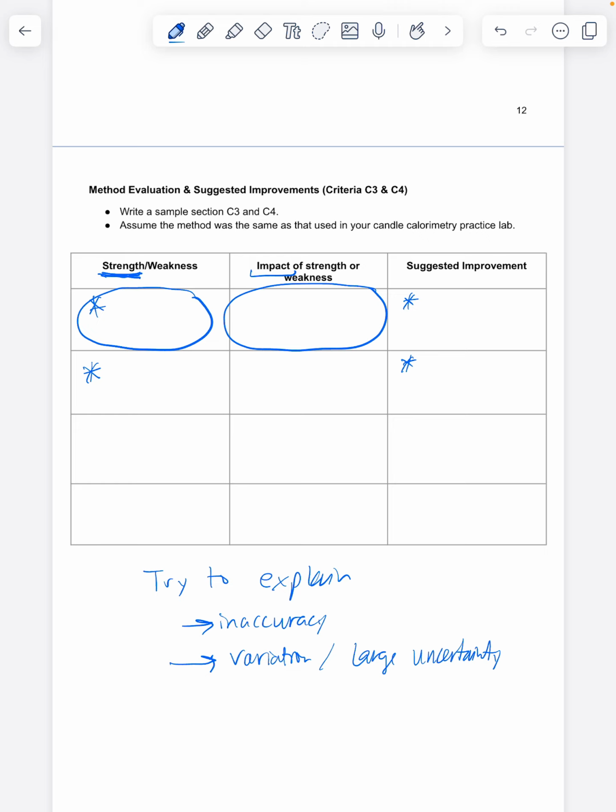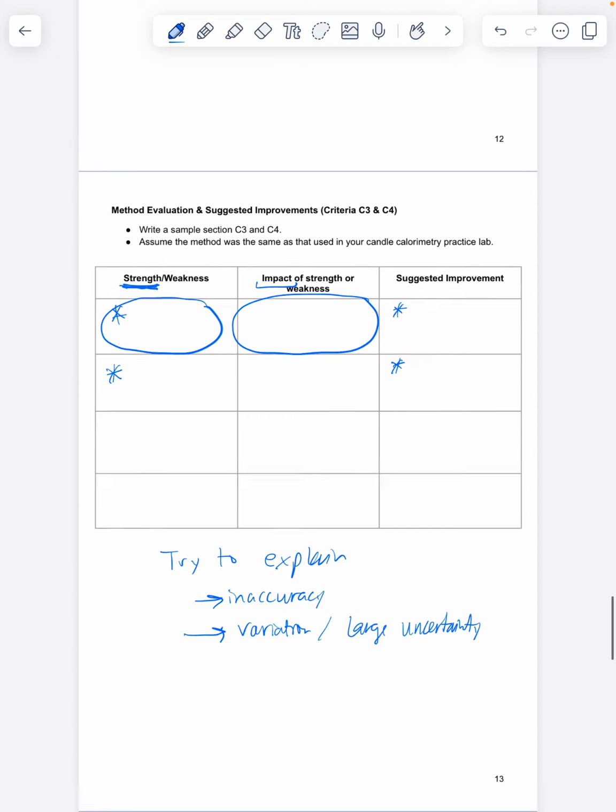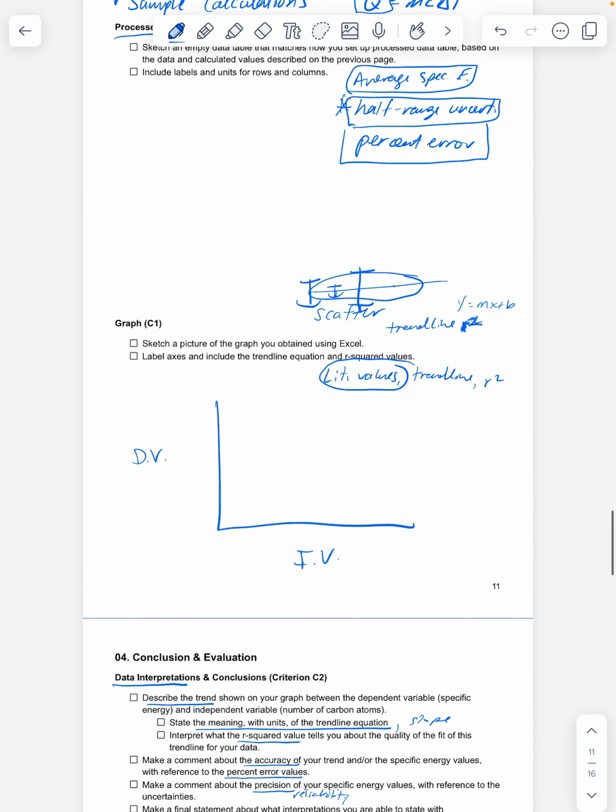Try to include specific types of equipment that you might change, specific changes to method steps, specific changes to amounts, and actually mention the new values or the new names that you would use to make your improvements realistic and really strong, nice and detailed. And if you can complete all those parts, then that is a Criterion C lab report.